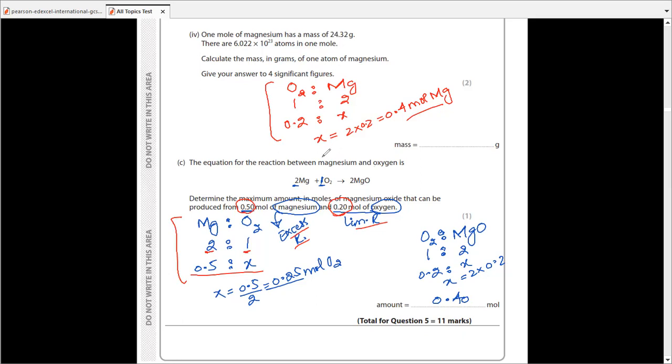So if I have more and I require less, the element is the excess reactant. If I have less and I require more, the element is the limiting reactant. And remember, any calculations made from the limiting reactant are correct. Any calculations made from an excess reactant are incorrect. Why? Because the reaction stops as soon as the limiting reactant is completely consumed. Okay. Make sense? Yeah.